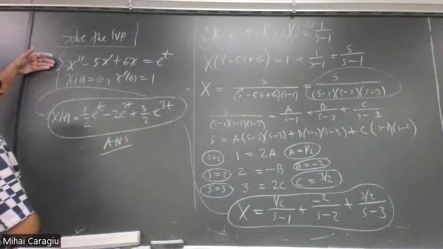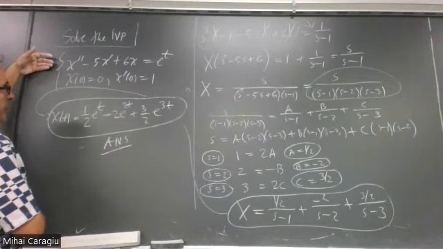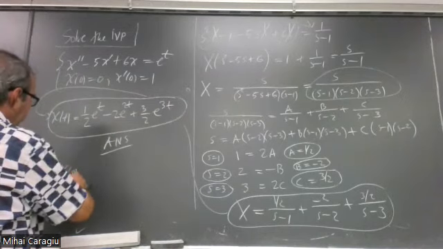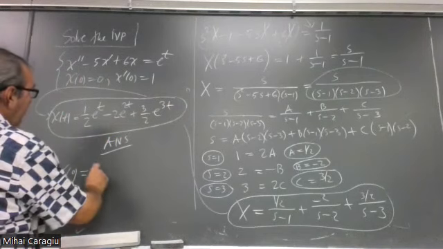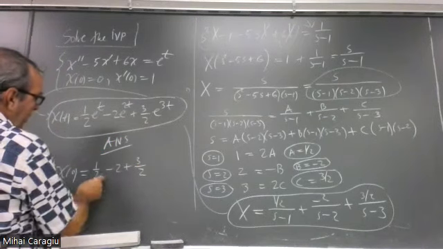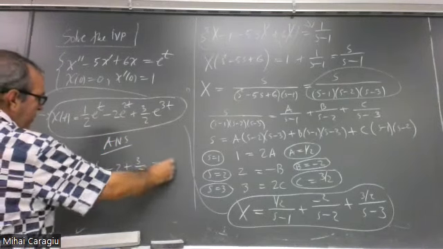So the answer is x of t equals 1 half e to the power t minus 2 e to the power 2t plus 3 halves e to the power 3t. If you want, let's check x of 0 just for fun. x of 0 is 1 half minus 2 plus 3 halves. 1 half plus 3 halves is 2, minus 2 is 0.